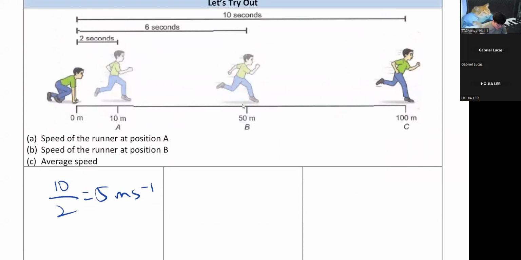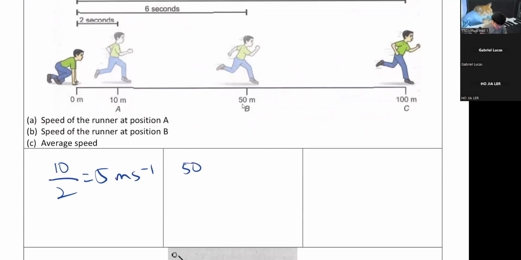So next, B, you have 50 meters in 6 seconds. So 50 meters divided by 6. So you would get 8.33. I think. Check your calculator, guys. I'm not too sure.